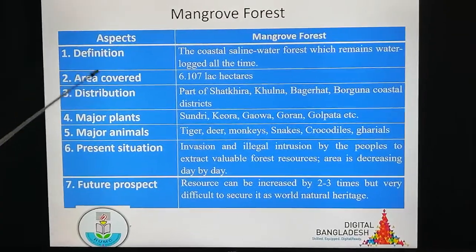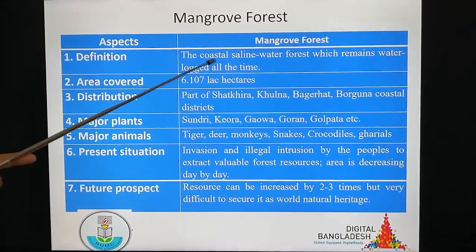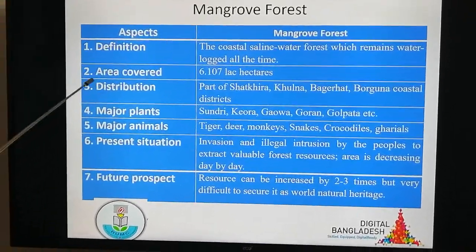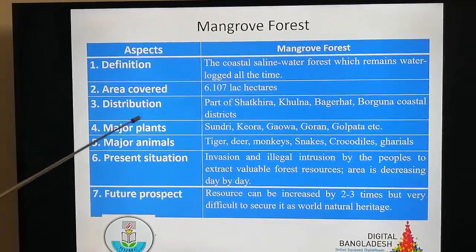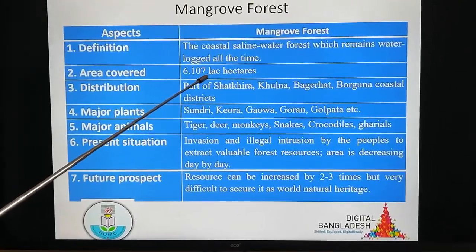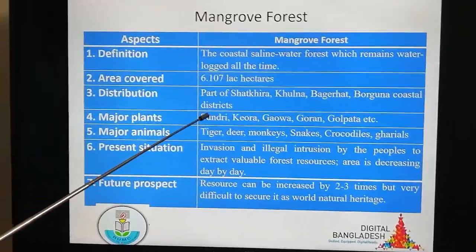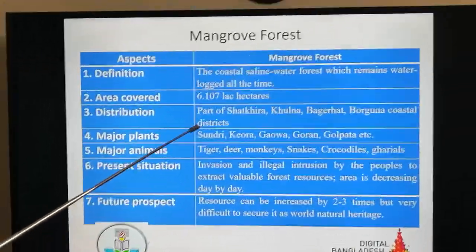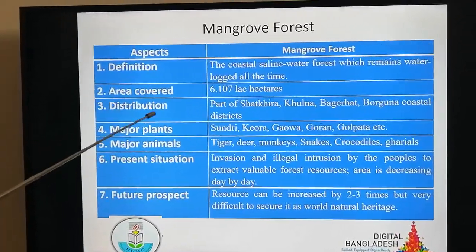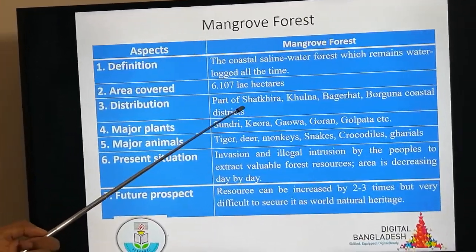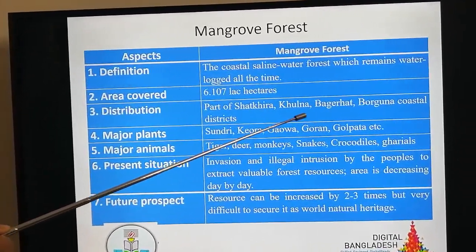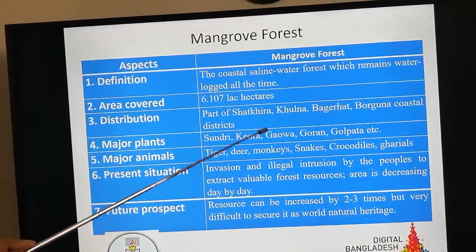Again, we need to define what is mangrove forest. The coastal saline water forest which remains waterlogged all the time is known as mangrove forest. What is the area? 6.107 lakh hectare. 1 square kilometer equals 100 hectares. What is the distribution of mangrove forest? Or where can we see the mangrove forest? Part of Satkhira, Khulna, Bagerhat, Barguna, and some part of other coastal districts.